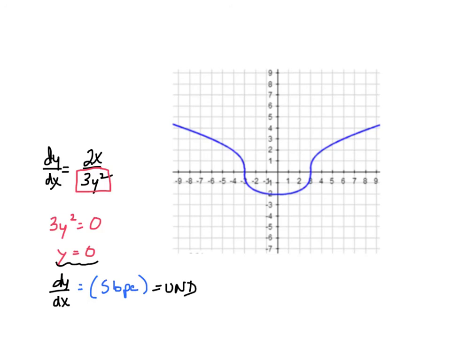Well, look at when y is 0, what happens? I have little vertical tangents. So I have an undefined slope at those spots. So the implicits tell us a lot of things. Finding where the numerator is 0 tells us where the horizontal tangents are. Finding where the denominator is 0 tells us where the vertical tangents are.